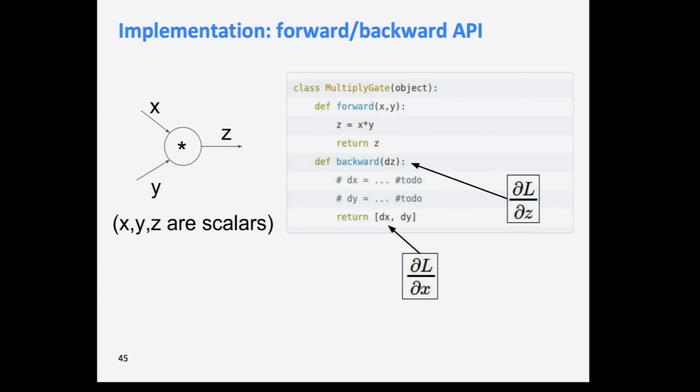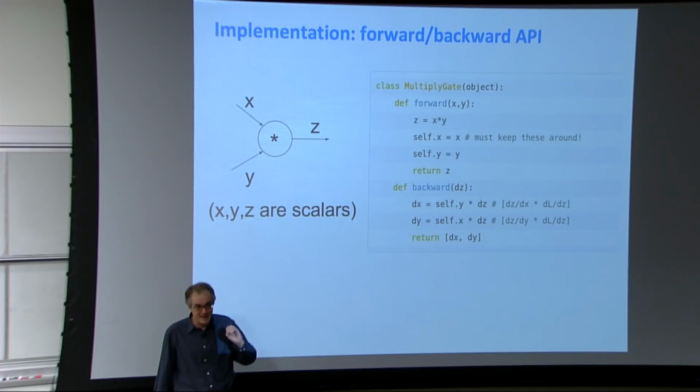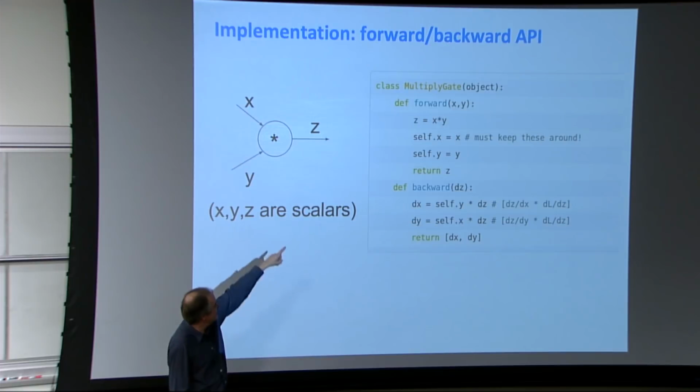But we also need to do the backward pass: the local gradients, returning the partial of L with respect to z and with respect to x. And to do that, we have to do a little bit more work, first of all, in the forward pass. In the forward pass, we have to remember to store away in some variables what values were given to us in the forward pass, or else we won't be able to calculate the backward pass. So we store away the values of x and y.